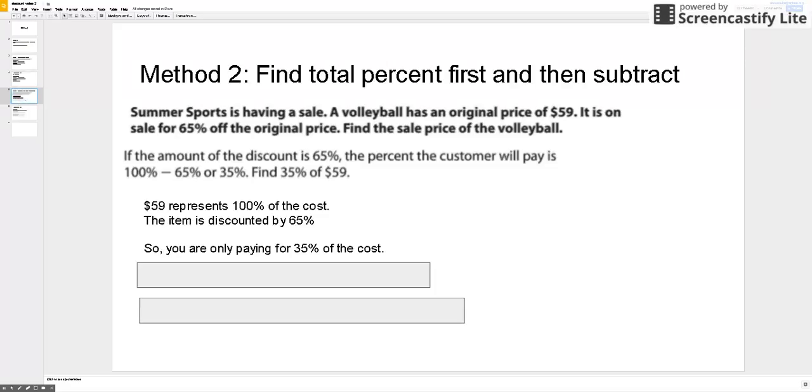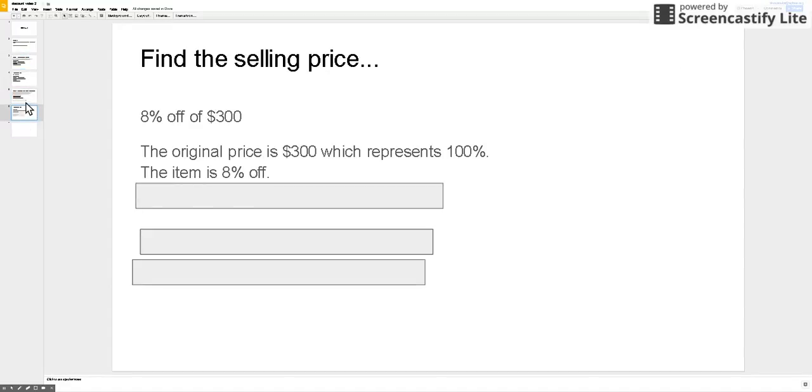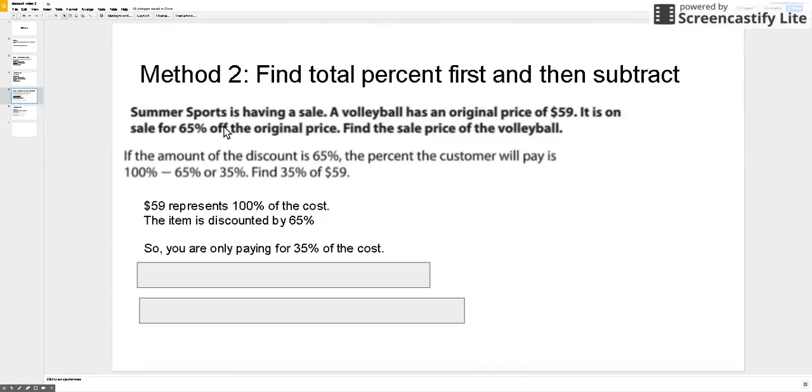Looking at method 2. So now I'm going back to question 1 again. Okay, the same summer sports question. But I'm using a different method. Okay, this method would require less work for you to do on your end. Okay, if method 1 works for you, that's fine. But otherwise, use method 2 because that'll work as well. So let's just recap. The volleyball has an original price of $59. We're taking 65% off of $59.